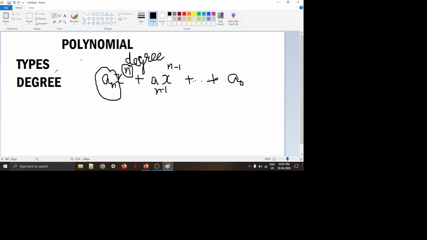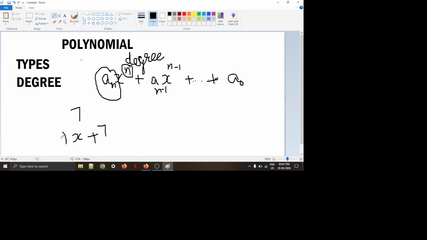Coming to the types of polynomial, based on the number of terms it has, you can say the number 7 is a monomial because it has only one term, which is a constant term. If I add x to this, so it is x plus 7, there are now two terms, x is one term and 7 is one term, so this becomes a binomial.